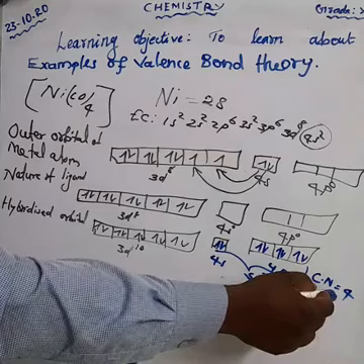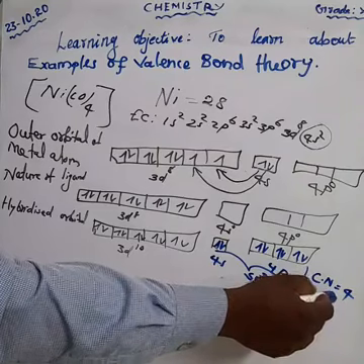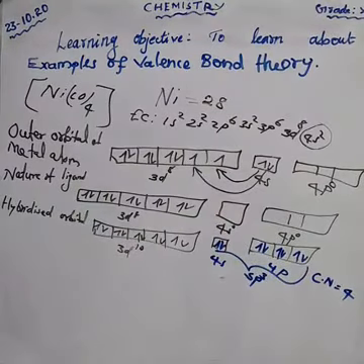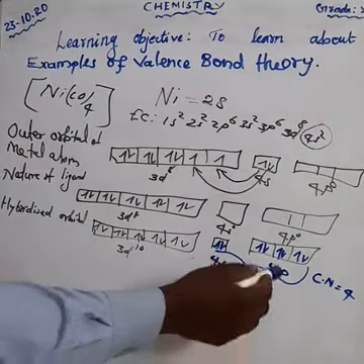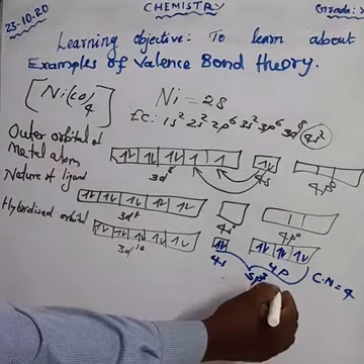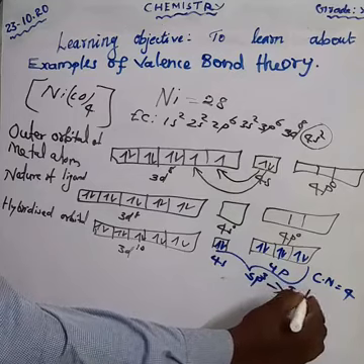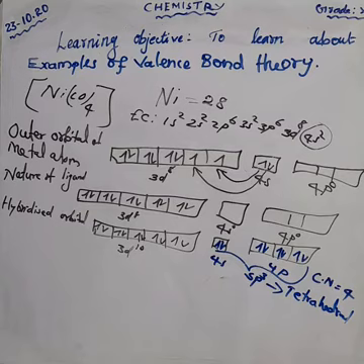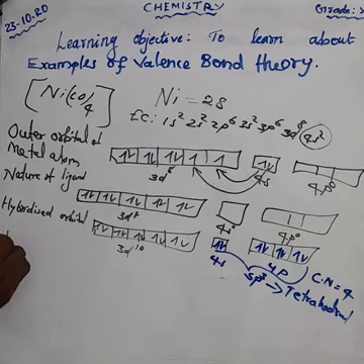Can you say what the hybridization is? Two hybridizations are possible: one is sp3, another is dsp2. But we got sp3 hybridization. So what is the geometry? Tetrahedral is our geometry. Am I right? Here we should calculate the magnetic property.